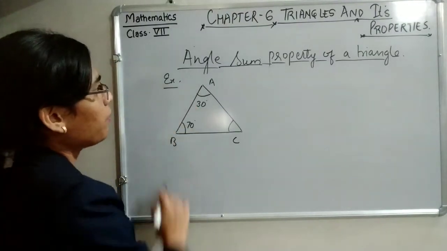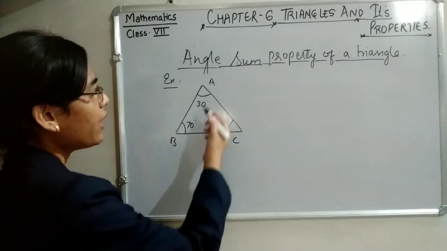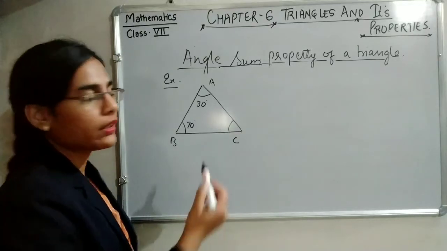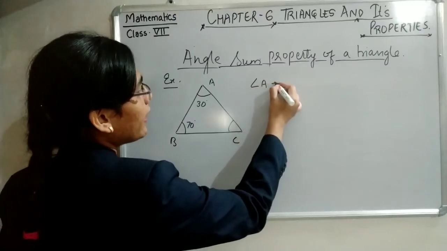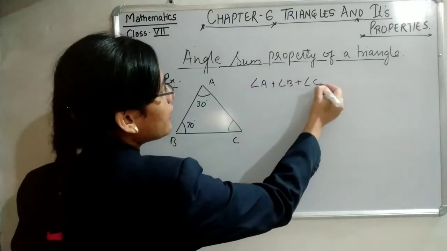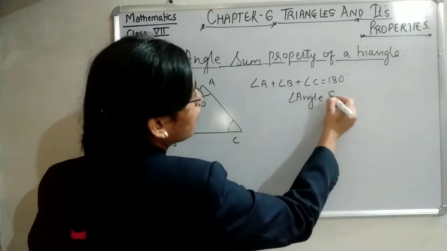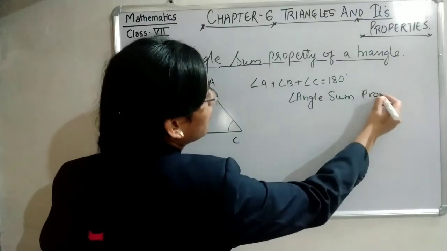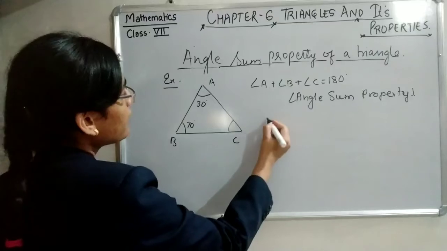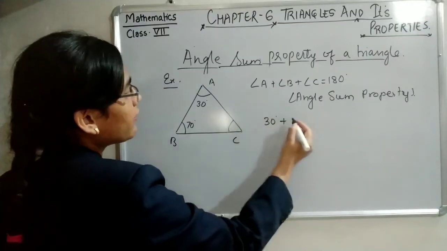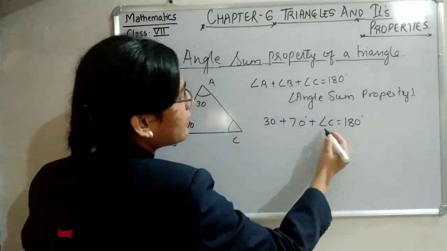Let us do one example based on the angle sum property of a triangle. We have a triangle ABC in which we are given 2 angles and we have to find out the third angle, that is angle C. By the angle sum property we know that angle A plus angle B plus angle C is equal to 180 degrees. Now angle A is given as 30 degrees, angle B is given as 70 degrees, so angle C is not given. We will put angle C as it is.